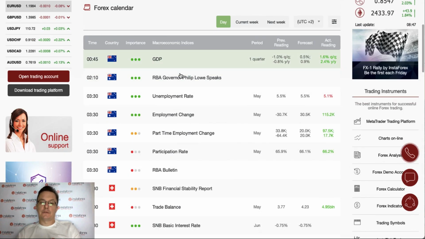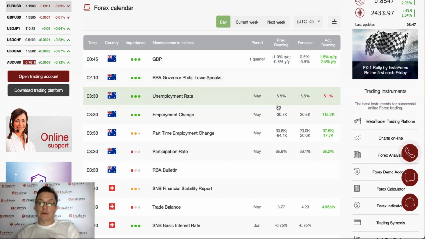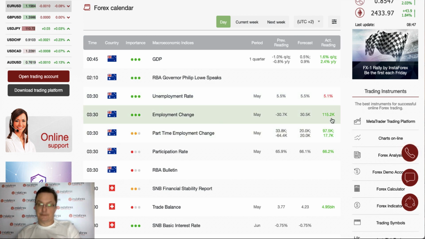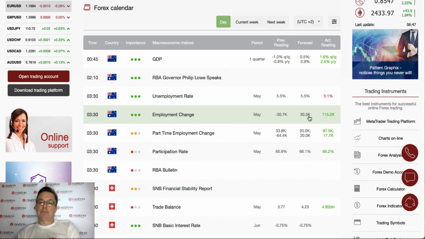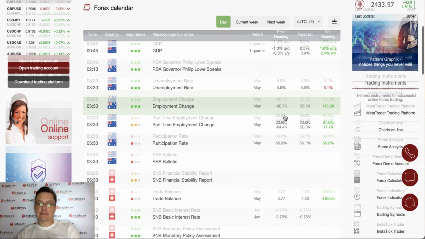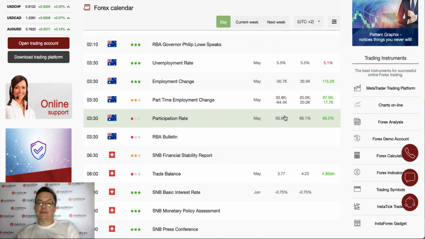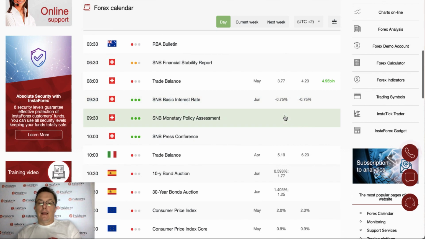The first data are from New Zealand, where the GDP has beat the expectations of 0.5% with the actual reading of 1.6%, which is way better than -1% for the first quarter. Unemployment rate is falling to the level of 5.1%, which is very nice, and employment change is 115,000. That beat the expectations of 30,000, and it's way better than -30,000 last time. So we will definitely take a look at the New Zealand dollar.